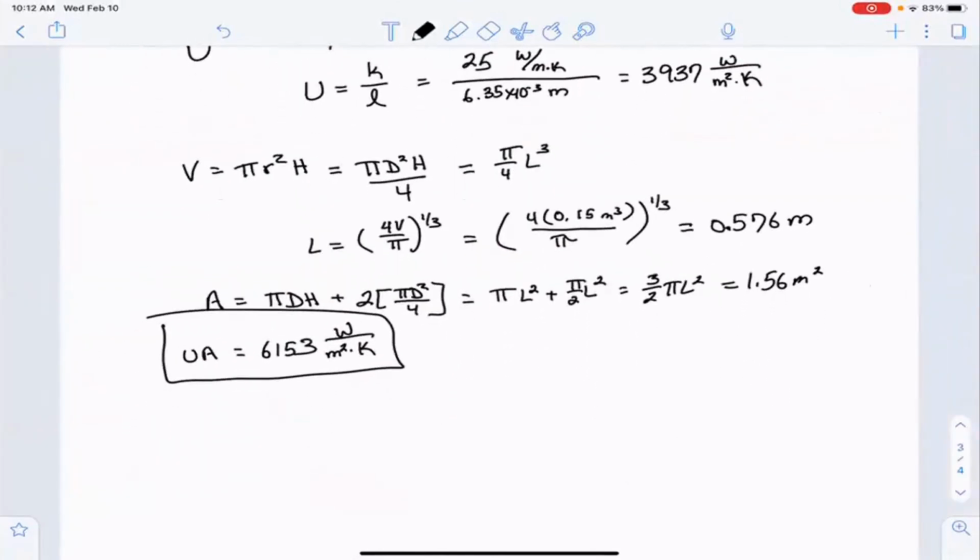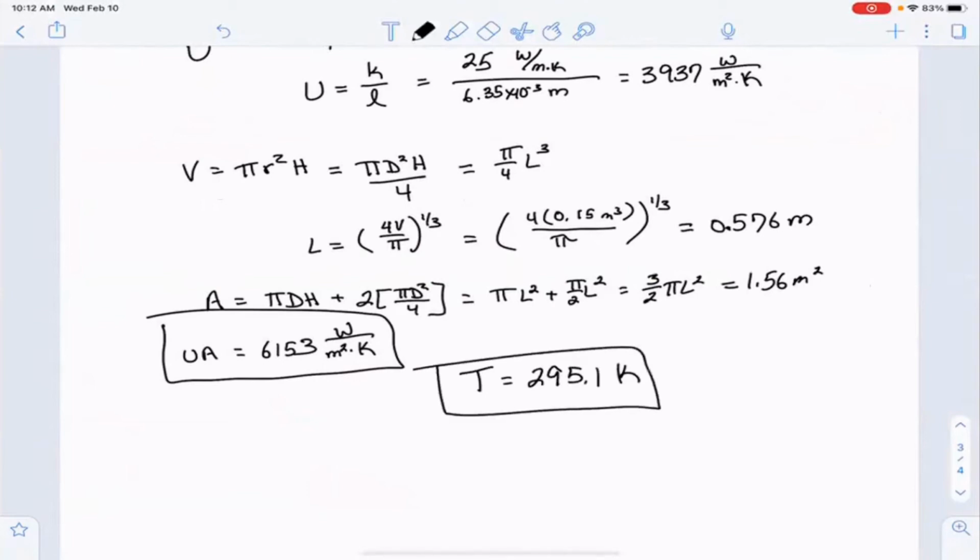And when we do that, we were asked for what the temperature is. So our temperature is equal to 295.1 Kelvin. And if you go back to what we did last time, that is around 2.5 degrees Kelvin lower than last time.